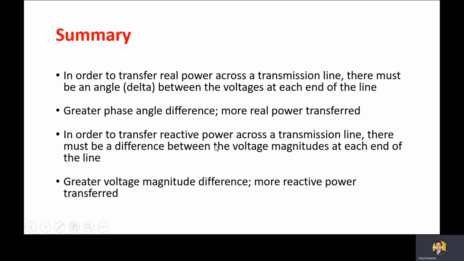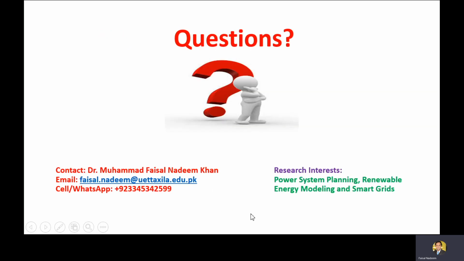Now again, in order to transfer reactive power across transmission lines, there must be a difference between the voltage magnitudes at each end of the line. Again, the greater the voltage magnitude difference, the more reactive power will be transferred.